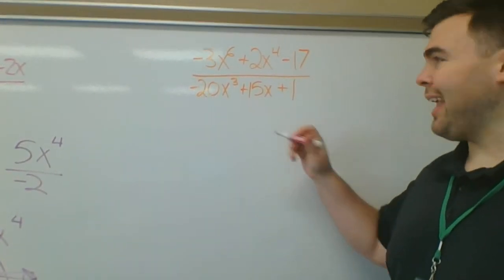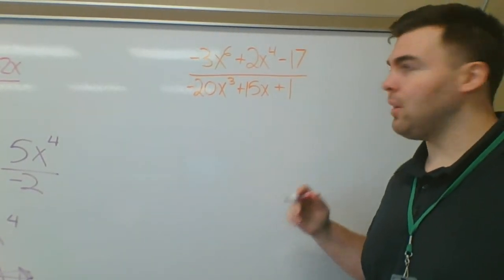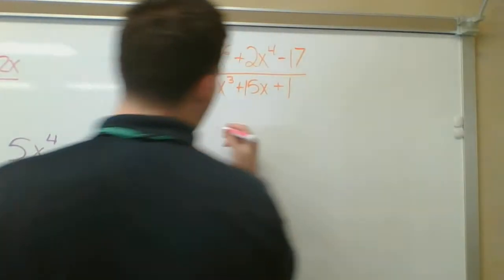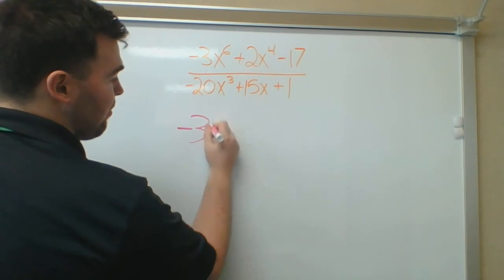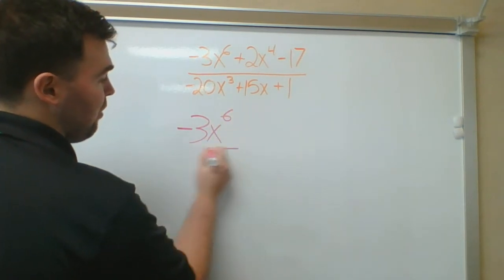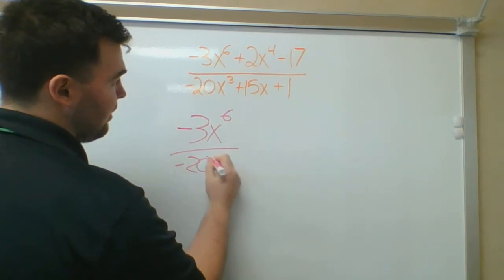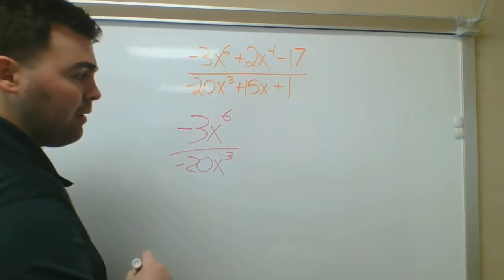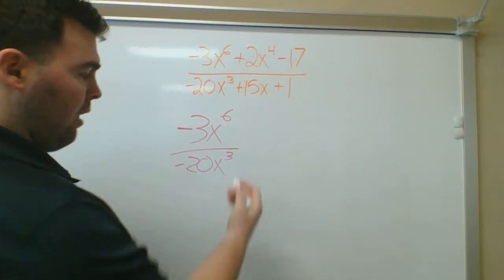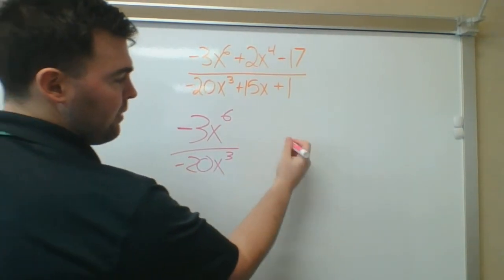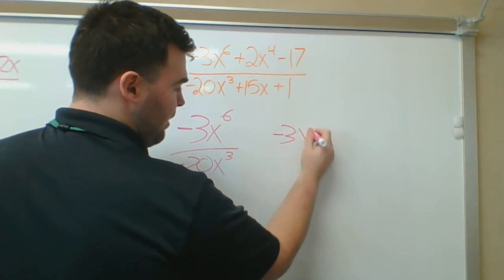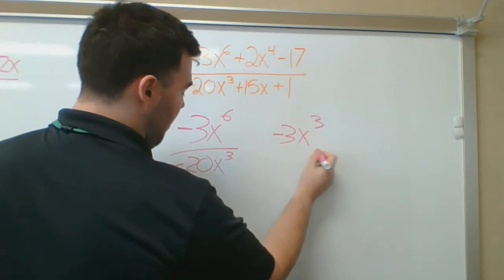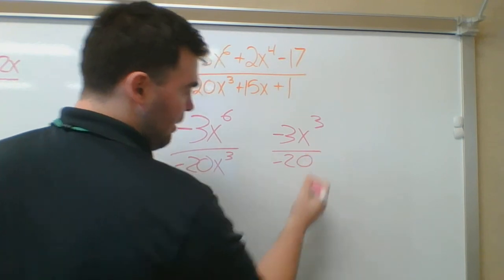Okay, so again, I only care about the leading terms. So I'm only focusing on negative 3x to the 6th over negative 20x to the 3rd. Okay? 3x's cancel out 3x's. So this becomes negative 3x to the 3rd over negative 20.